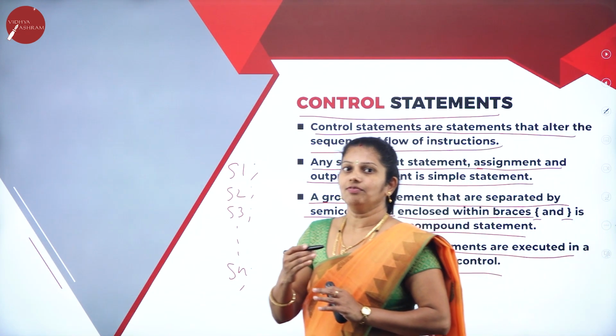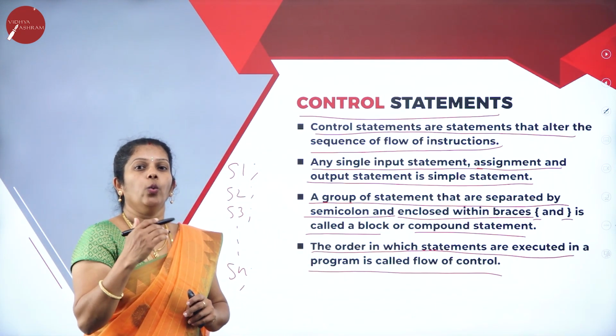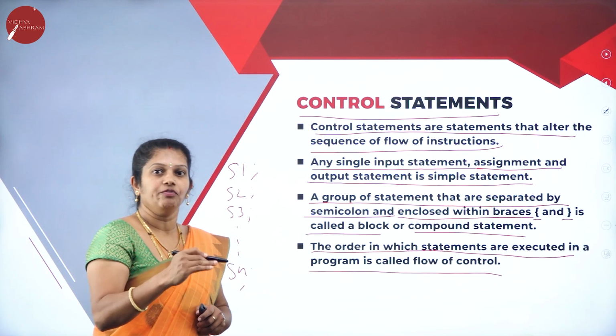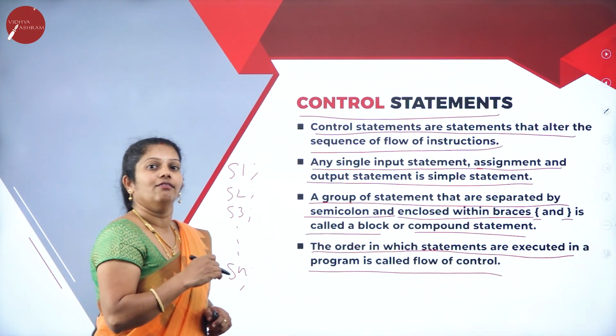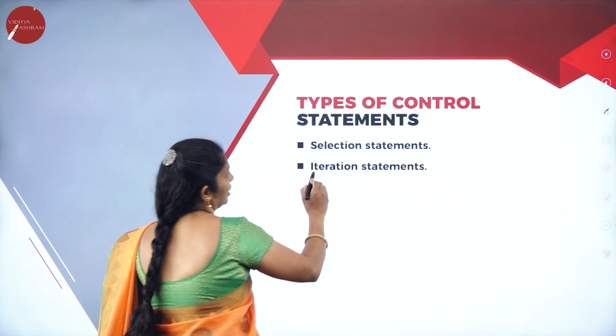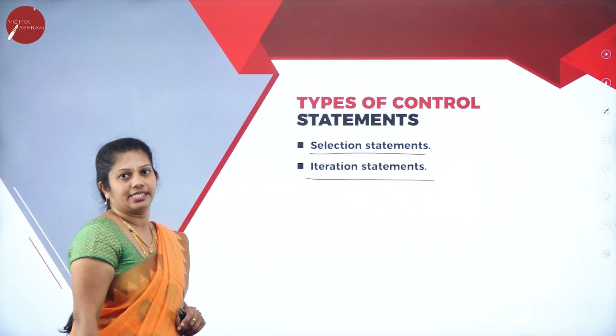When we come to sequential, all will execute one by one, whereas in control statement, we can control which statement we want to execute or which statement we are not supposed to execute. Like that, we can control here. When we come to types of control statement, there are two types. One is selection statement and one more is iteration statement.